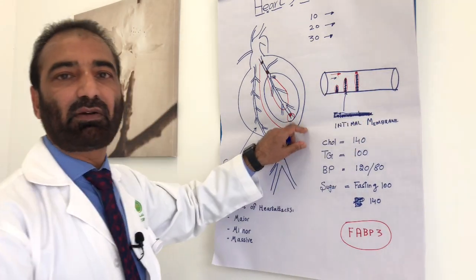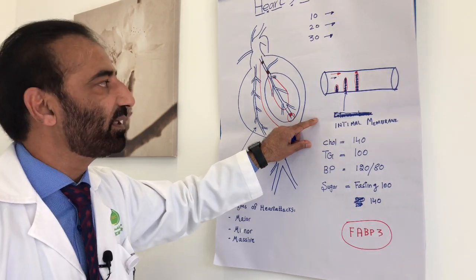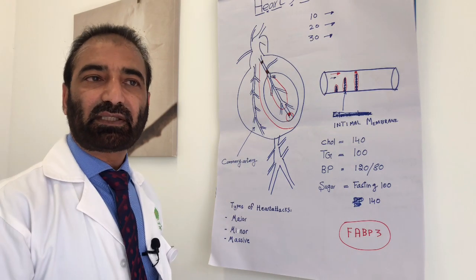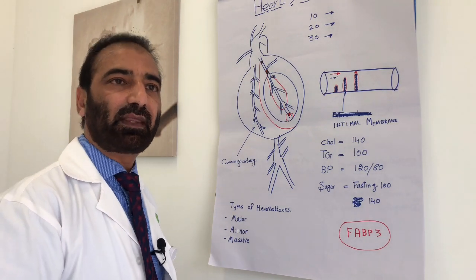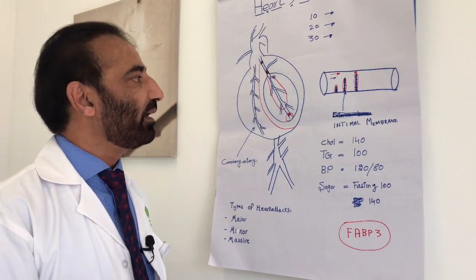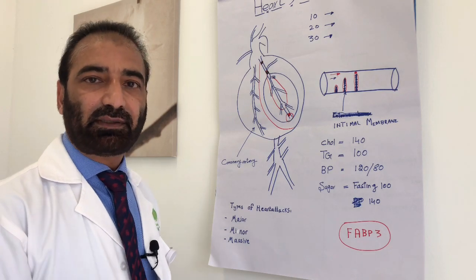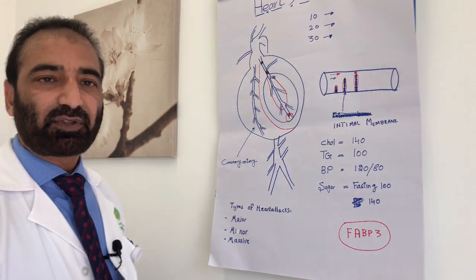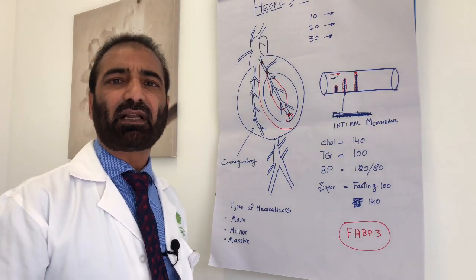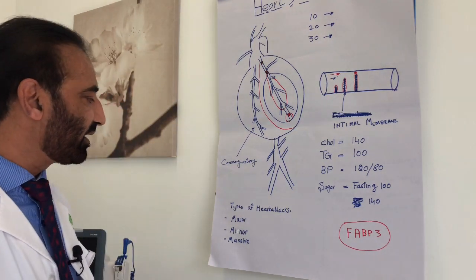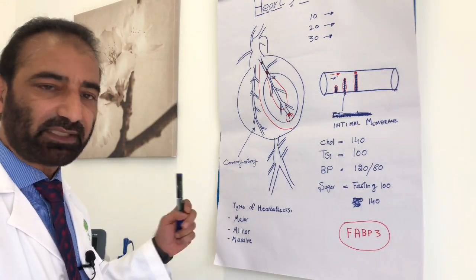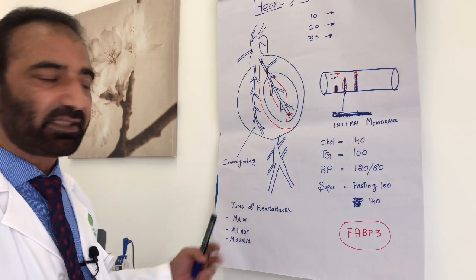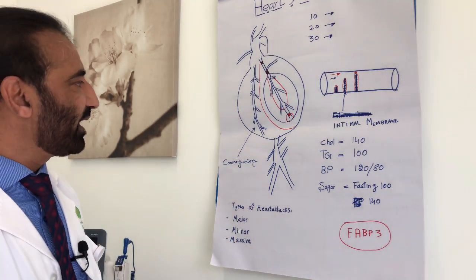Clotting can happen in only 1 minute, and the blockage is complete. If the patient doesn't receive medical support, he can die, or the heart can be damaged. There are types of heart attack, which we normally call silent heart attack, and there are three types: major, minor, and massive. Now I will explain what major, minor, and massive are. I will give you an example.